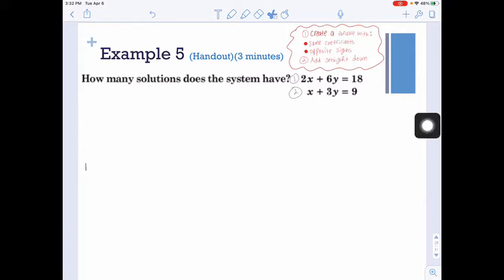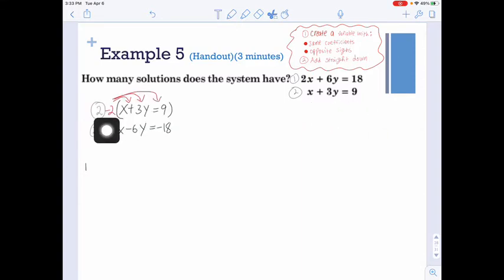Let's start by taking a look at the coefficients of our x variables. In equation 1, we have a coefficient of 2. Equation 2 has a coefficient of 1. We can make our coefficient of 1 match the coefficient of 2 pretty easily. But let's double check to make sure that the coefficients of y don't already match. We have 6 and 3. Those don't match, so we can focus on either the x or y. Both can be manipulated to match.